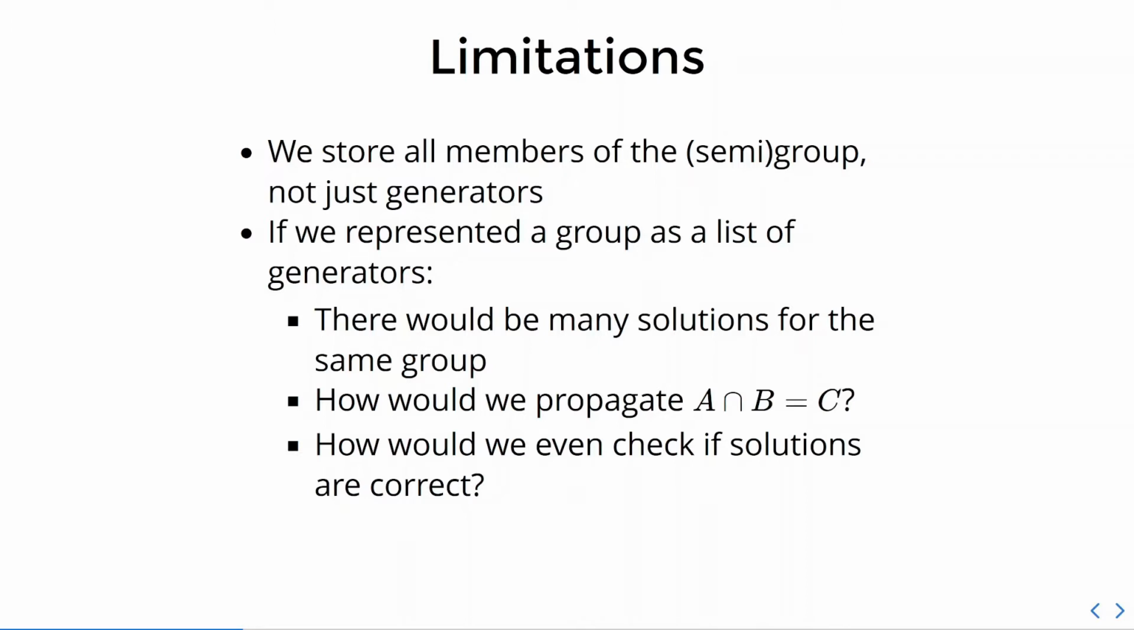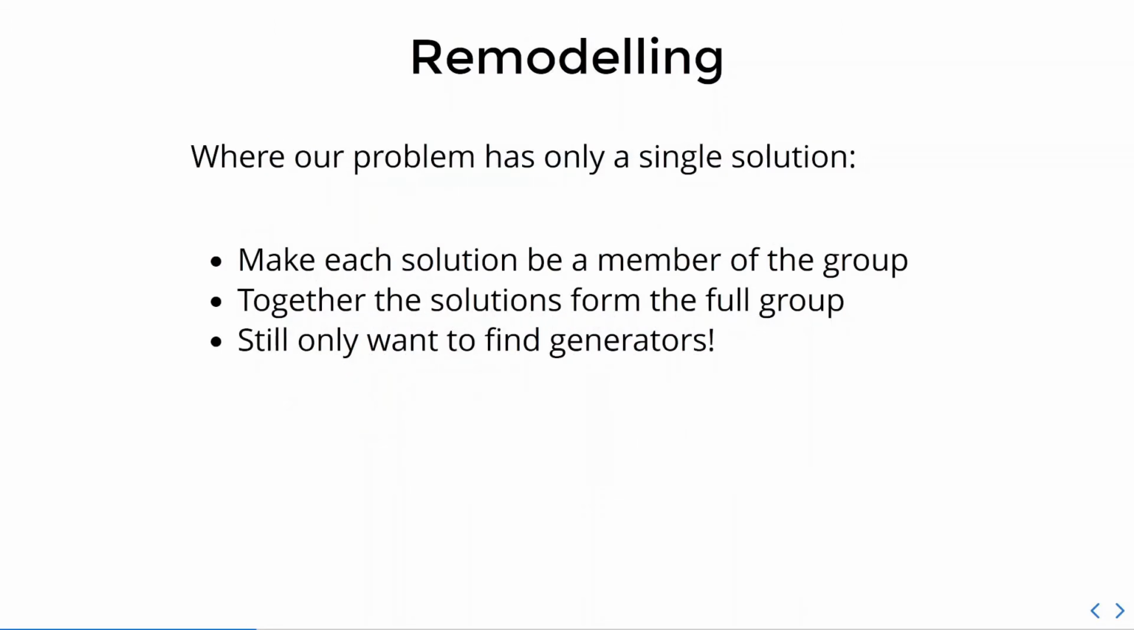So how do we go about solving this? How did Leon solve this? We rewrite our problem so the solution is all the permutations in the group. This only works if our problem only has a single solution, but for A intersect B equals C, where A and B are known, it does. So now each solution is an element of C. It's a single permutation.